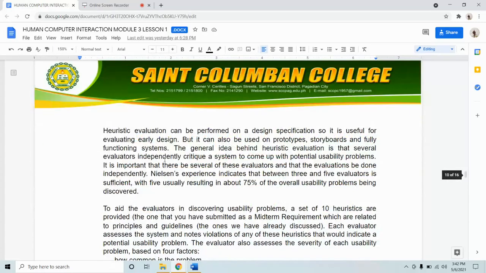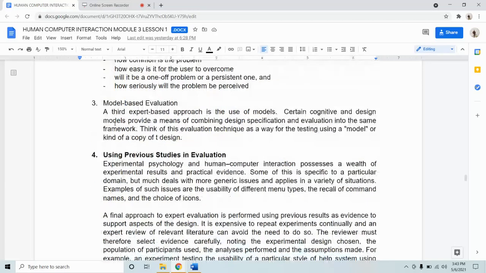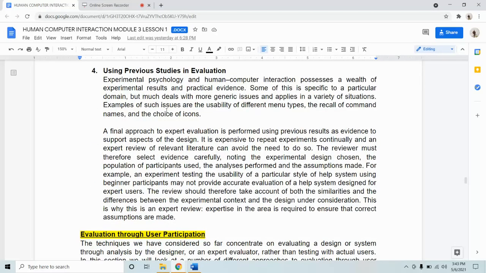We also have here model-based evaluation. So model-based evaluation is identical to walkthrough. So we have a model, kumbaga, we have a prototype to base it to our artifact. So it's like painting something that is based from an existing painting, something like that. Okay? So using previous studies in evaluation.